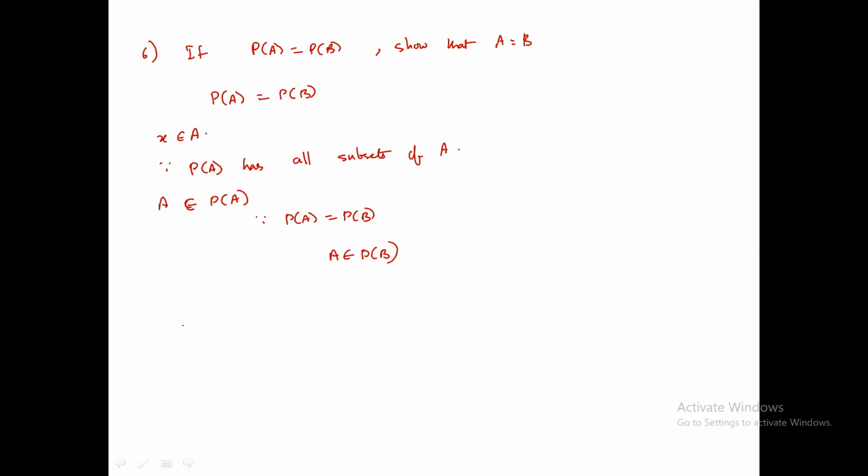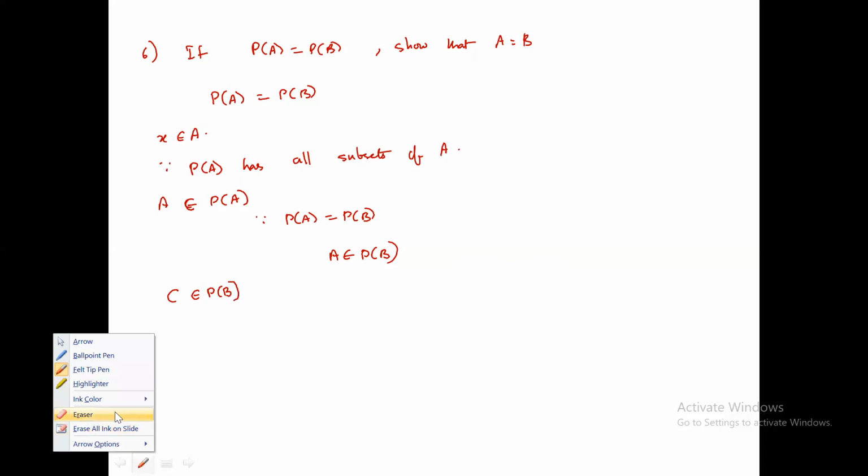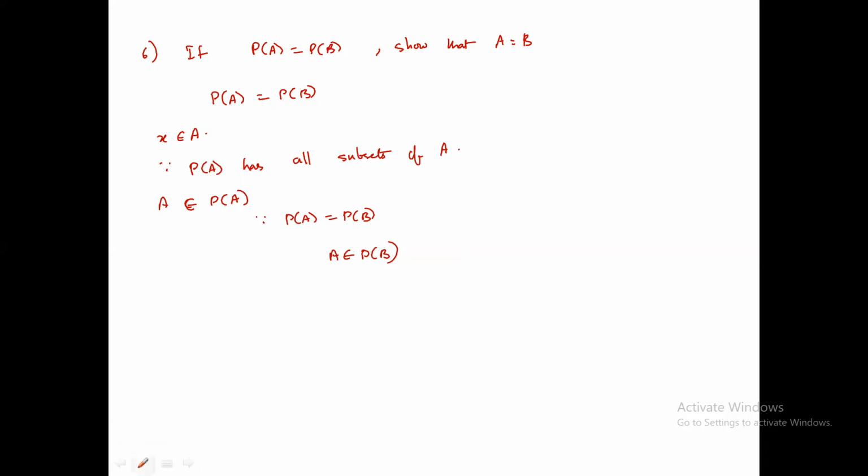So what we are trying to see here is, if C is an element of P of B, or rather, if we start like this, if C is an element of set B, because B is an element of P of B, I can write C also will be an element of P of B. Right?